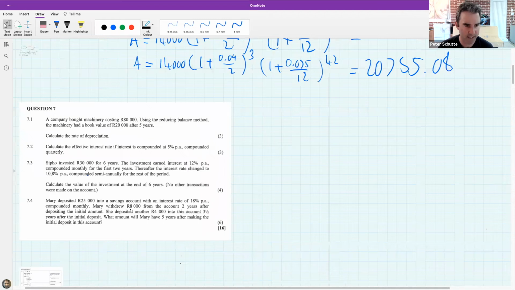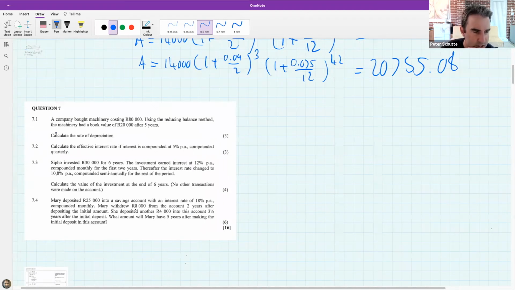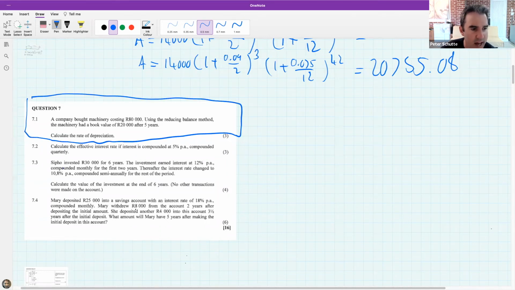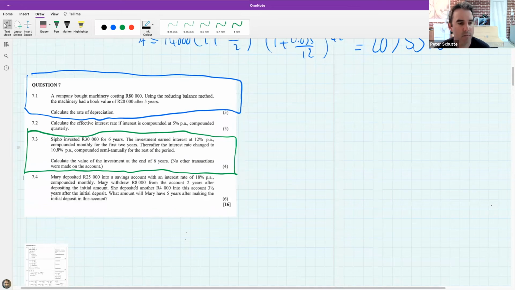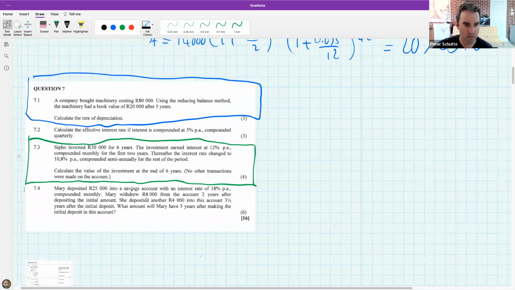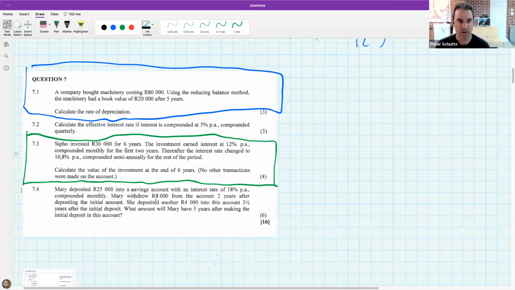Just very quickly, can you do 7.1 for me? So 7.1 is not a timeline question, it's a different question. And then after you've done 7.1, we're going to do 7.3, which is a timeline question. So 7.1, see how that goes, and then we'll do 7.3. Let's try and do those two. I like to mix it up because now you're getting stronger at this.